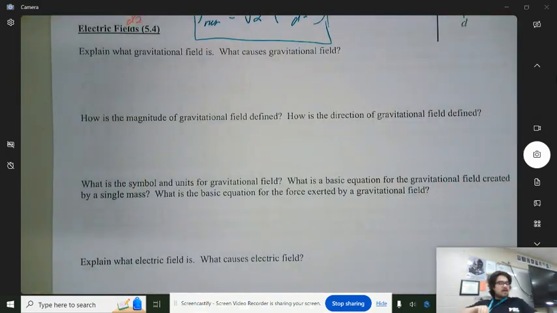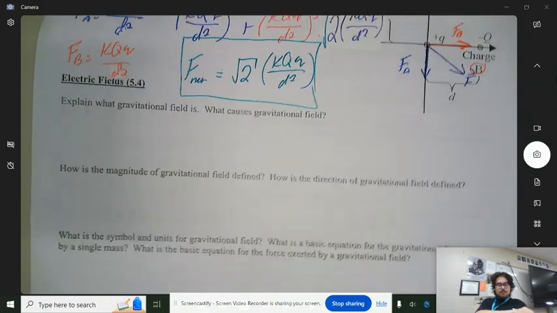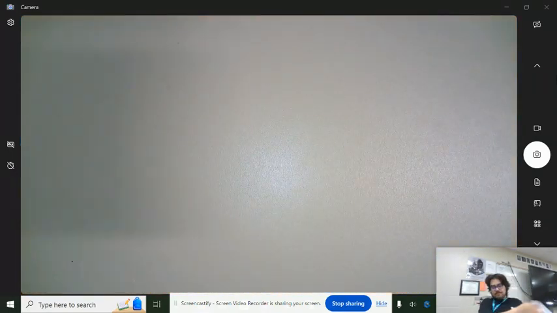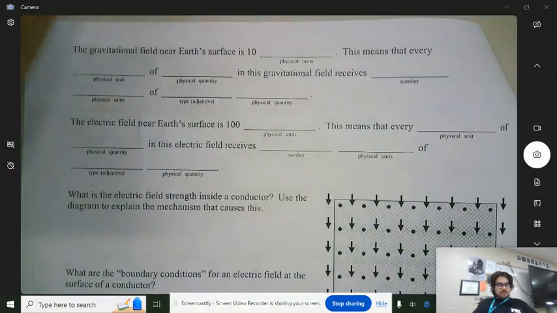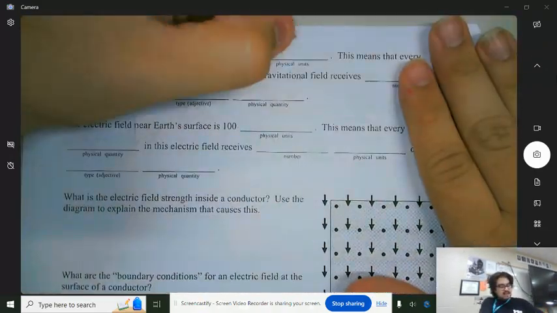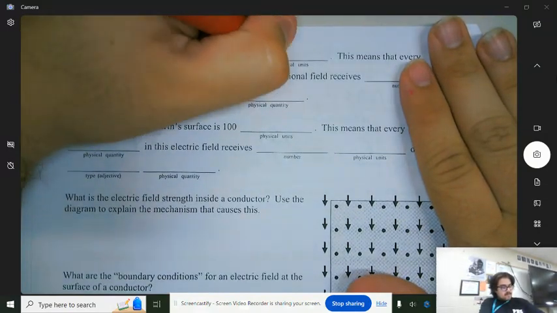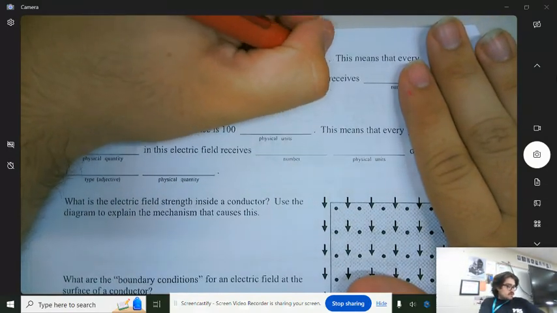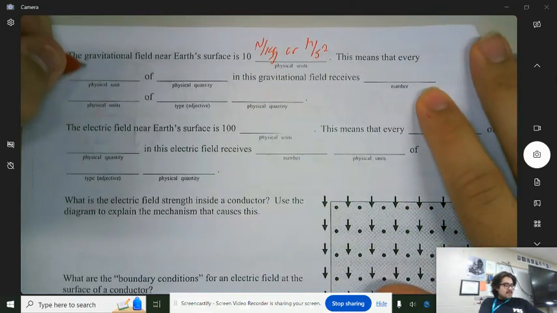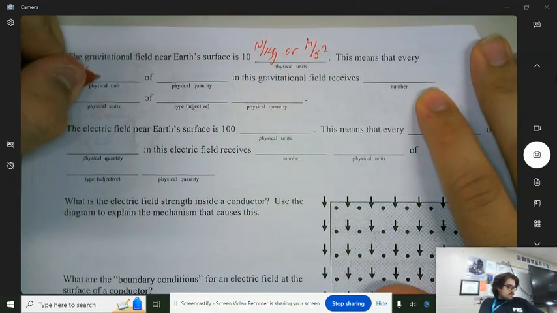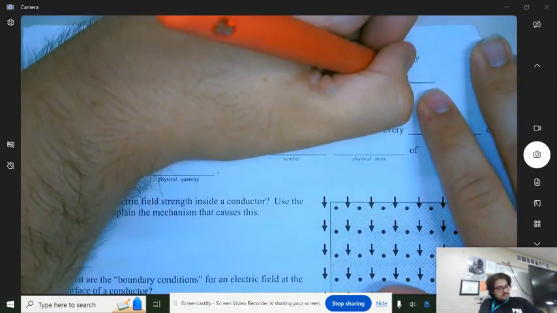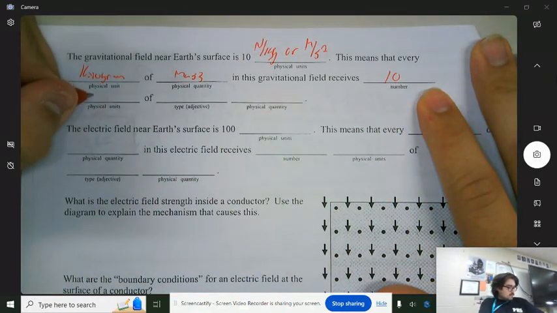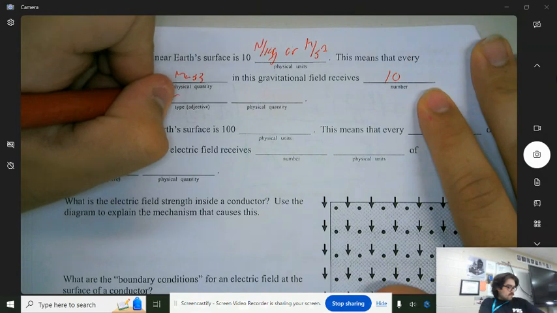Okay, so if you flip that page, it'll take us to a couple more definitions and such, right? The gravitational field near Earth's surface we've talked about before is 10 either newtons per kilogram or meters per second squared, okay? And that means that every kilogram of mass in the gravitational field receives 10 newtons of grav force.